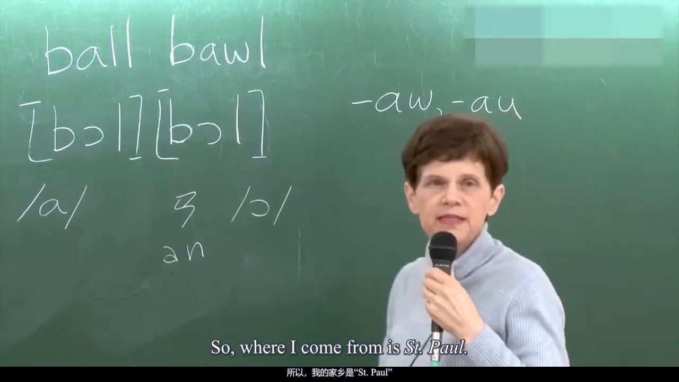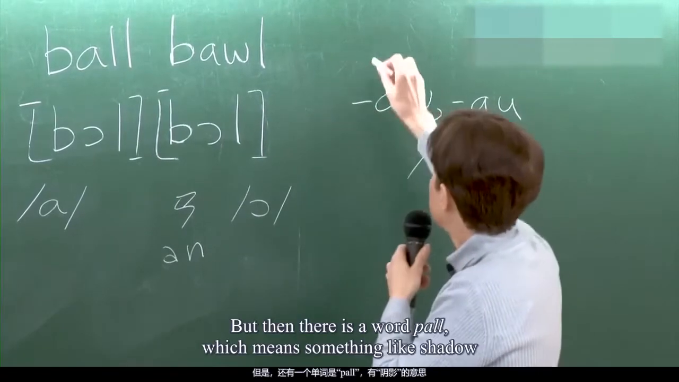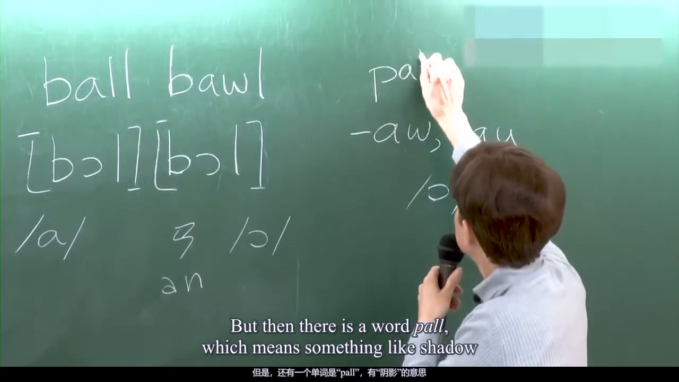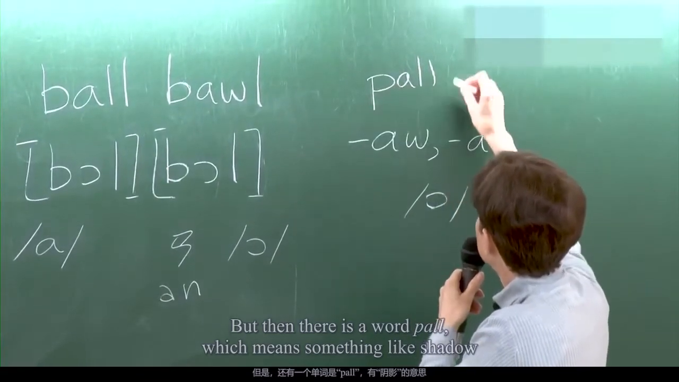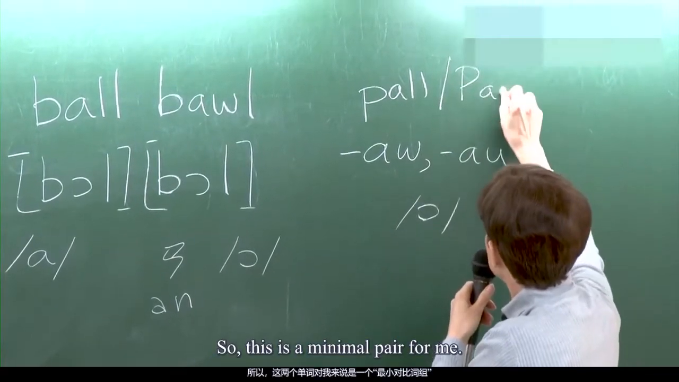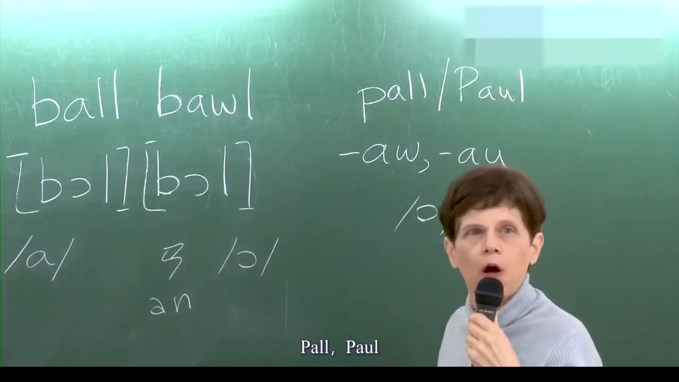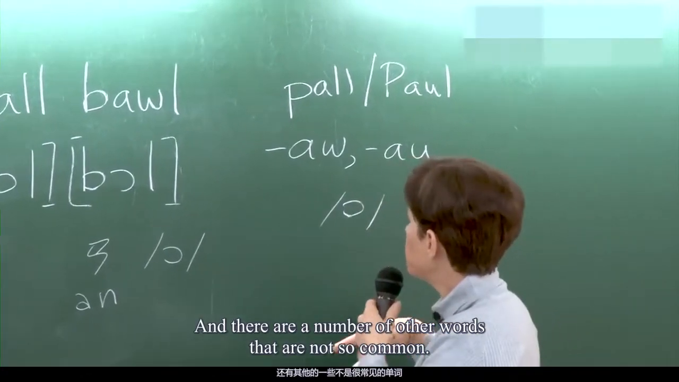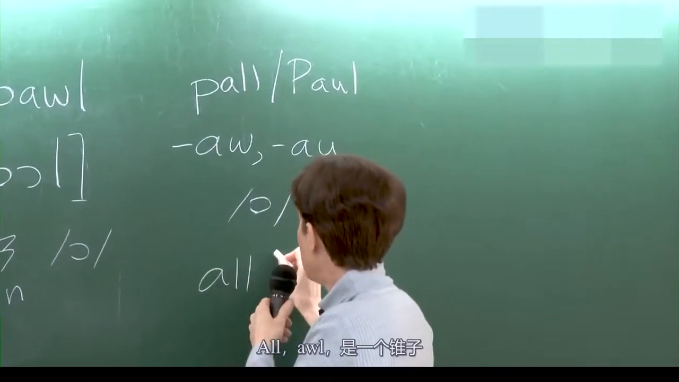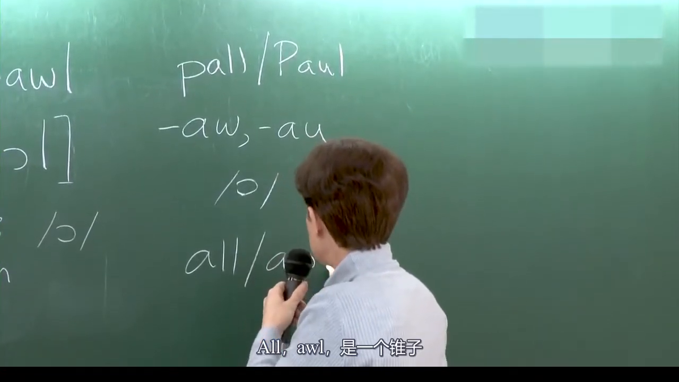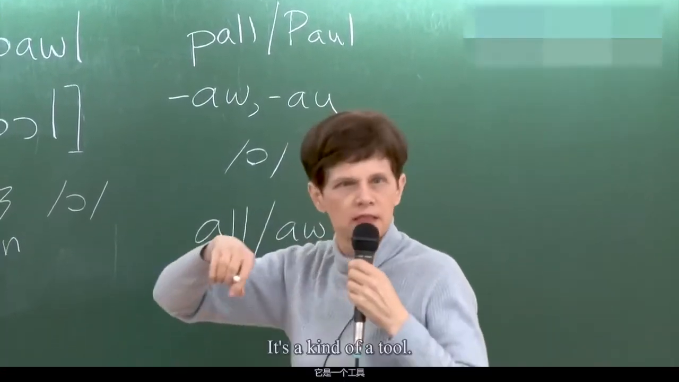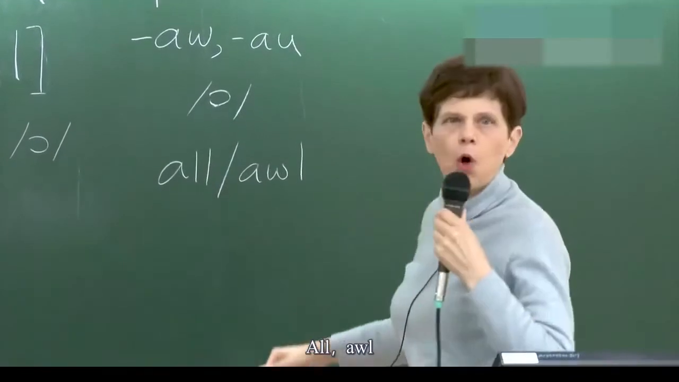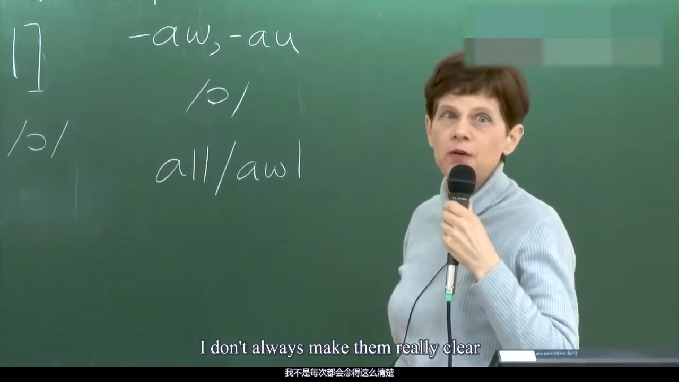So where I come from is St. Paul. But then there's a word Paul, which means something like shadow. So this is a minimal pair for me. Paul, Paul, Paul. And there are a number of other words that are not so common. All 是一个锥子. It's a kind of a tool. All.